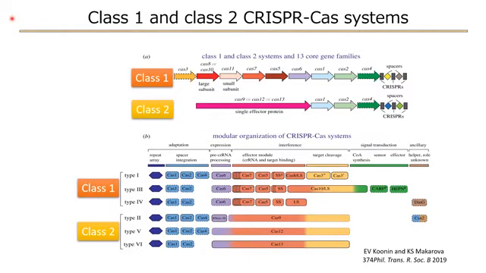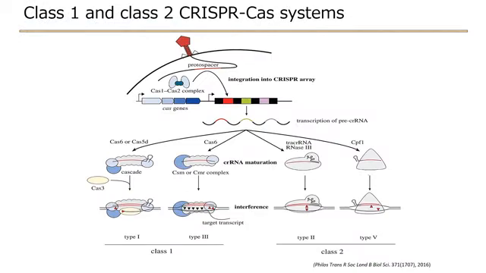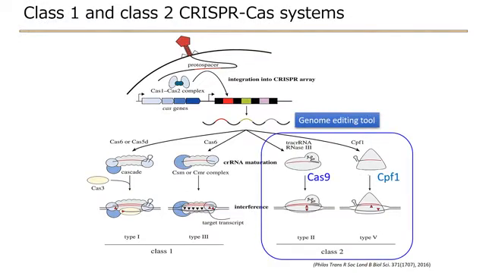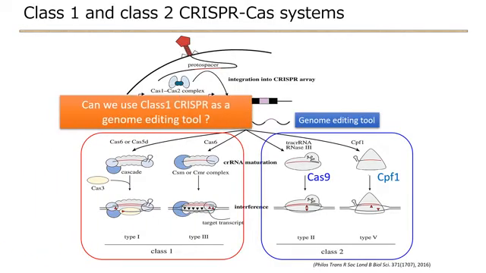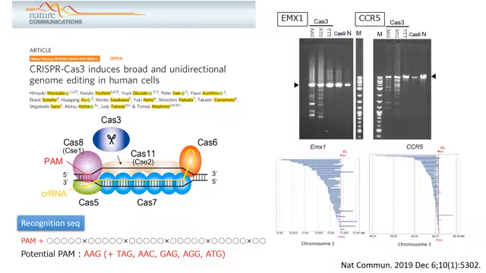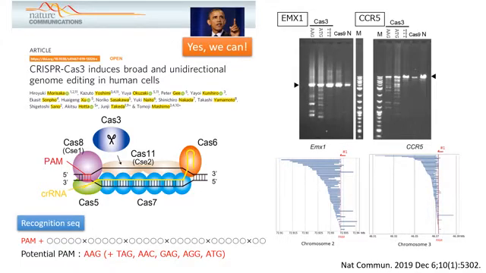Cas9, as you know, belongs to the Class 2 Type 2 system, and Cas12, which we also call Cpf1, is the Type 5 system for DNA editing. The Cas13 Type 6 system enables RNA editing, which is different from the Cas9 and Cas12 DNA editing. So far, the Class 2 systems Cas9, Cas12, and Cas13 have been used for genome editing. Then we had a question: can we use a Class 1 CRISPR system as a genome editing tool? The answer is yes, we can.